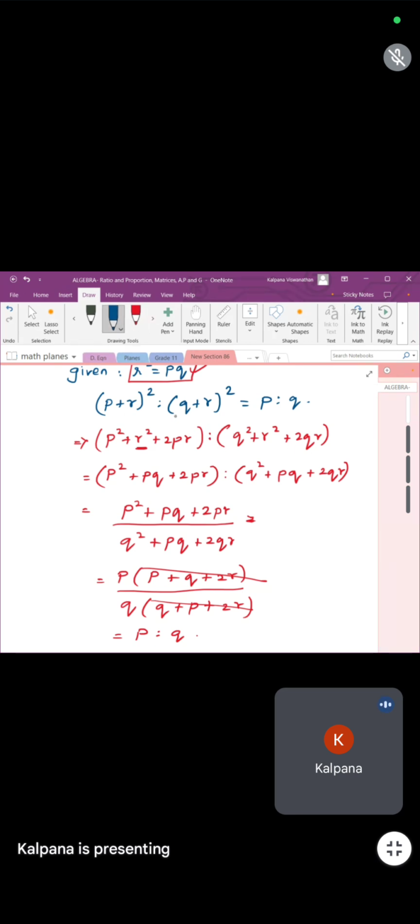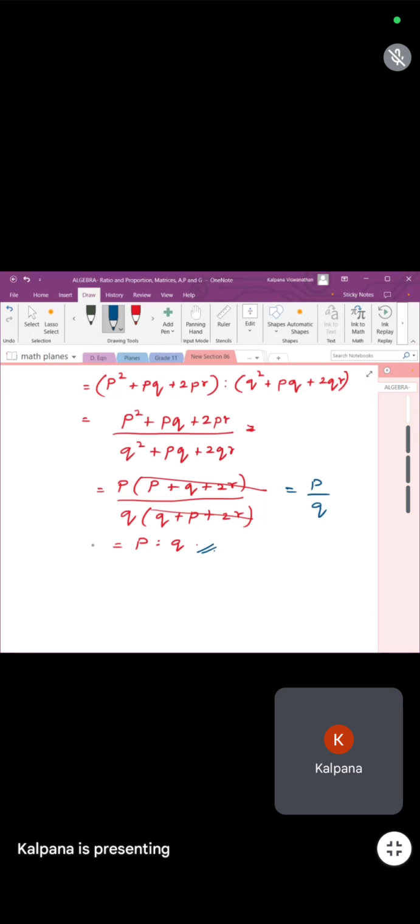Here I have just kept it in ratio form itself. You can put it as a fraction and solve it initially, but the final answer should be given in ratio form. Don't forget, your final answer should not be left as P by Q. If you write P by Q, hence proved, you will lose your accuracy mark there. It should be given in ratio form. Please keep that in mind.